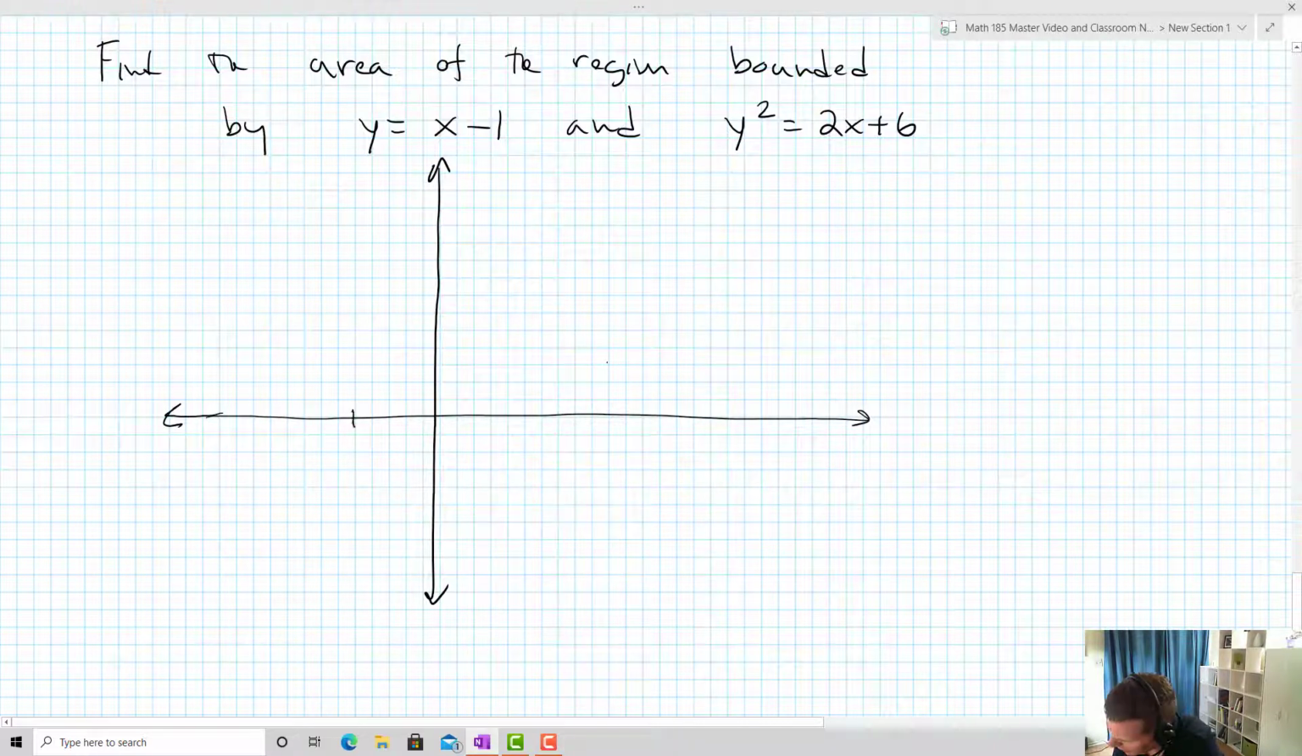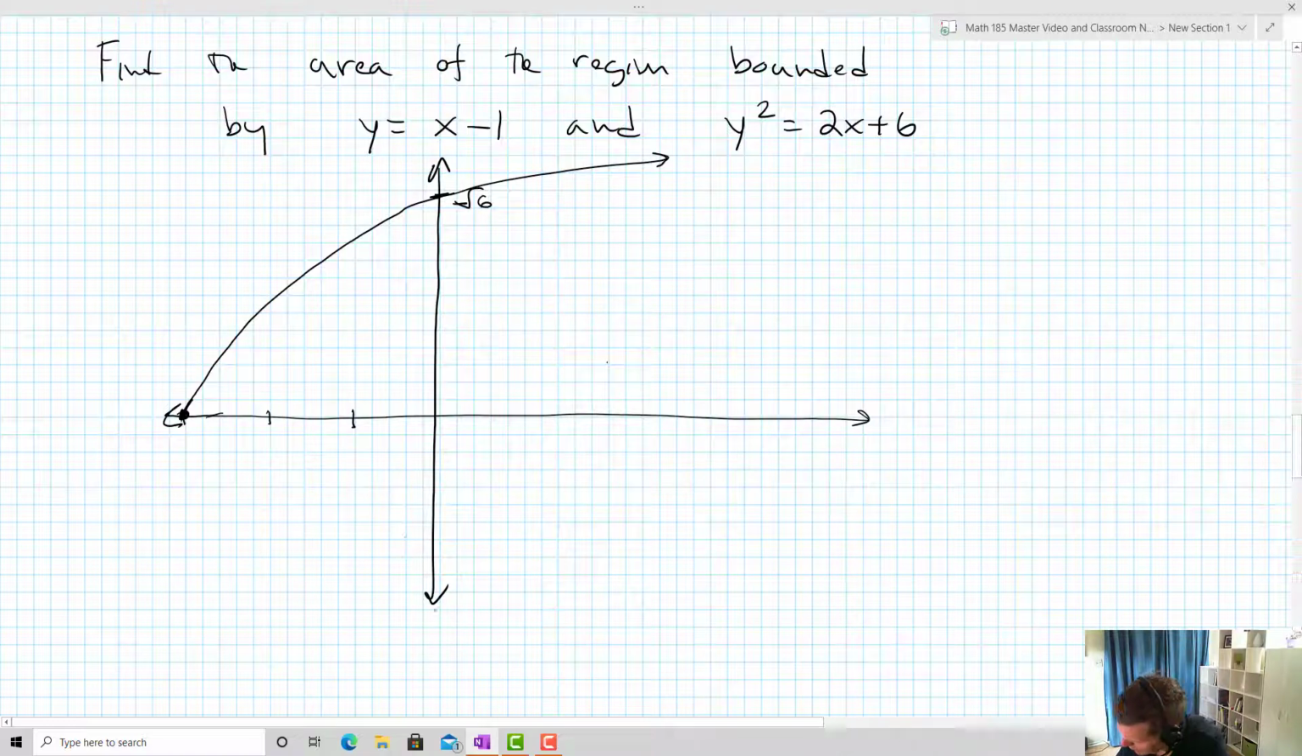What we're going to get is that y squared equals 2x minus 6 is going to have a vertex of (-3, 0). It'll have y-intercepts of root 6 and negative root 6. So that's root 6, and then down here it's going to have negative root 6. All right, so it looks kind of like that.